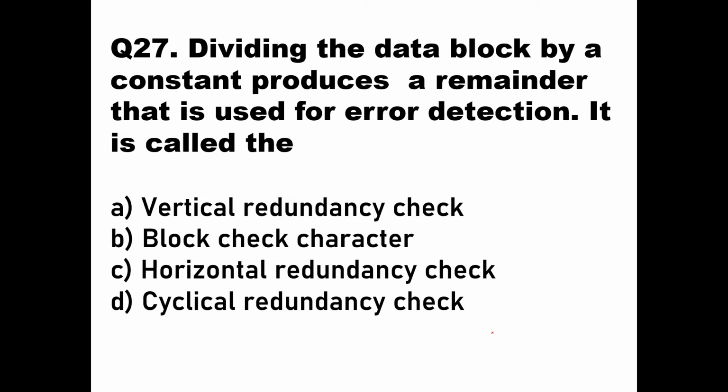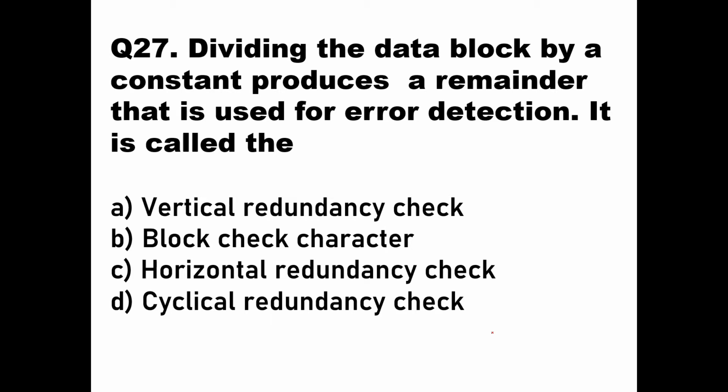That remainder is used in the receiver for error detection. This method is called as what? Okay. Now here what we are doing, we are going to take a data, divide it by a known constant, then you get a remainder. That remainder you send to the receiver, and in the receiver also, when you receive the data, divide it by the same constant what you had divided by in the transmitter, and there also you will get a remainder.